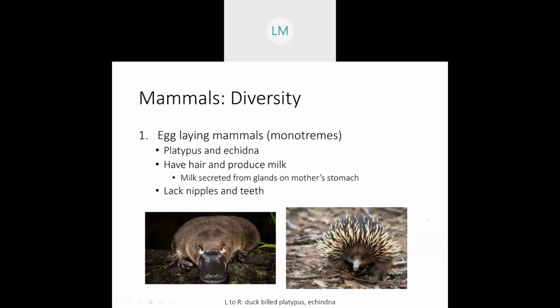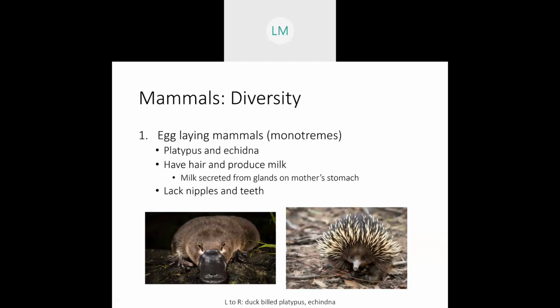So these are mammals, right? They have hair, they produce milk, but they don't have the structures internally that are needed to develop their offspring internally, right? They don't have a placenta like most mammals have to develop their young inside. So they do lay eggs, but they still secrete milk from glands and feed their offspring with this milk that they produce. So the qualifications to be a mammal are having hair and producing milk.